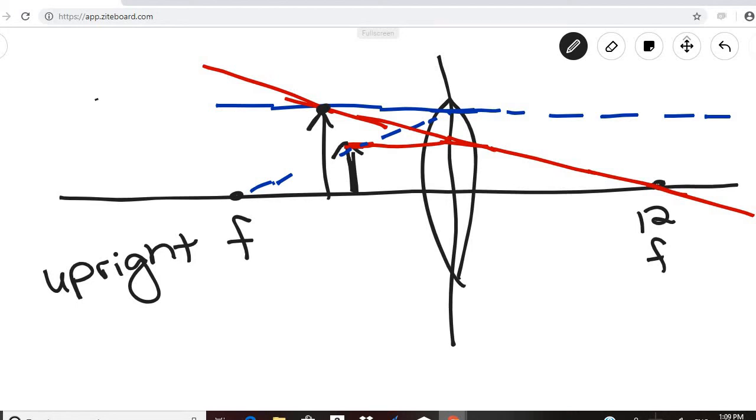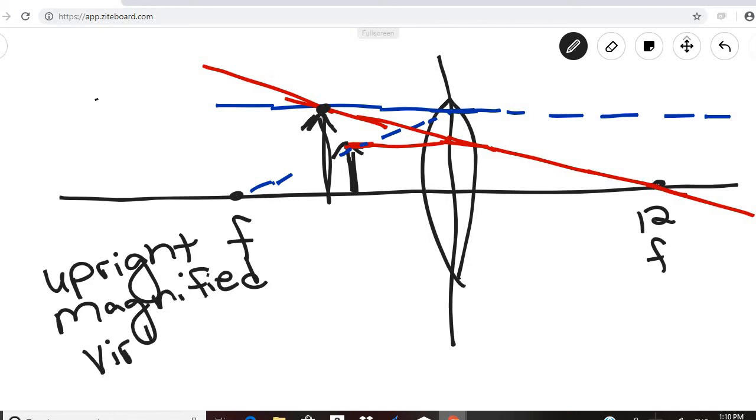Comparing the size, this one is bigger than that one, so it's magnified. And it is virtual because we had to extrapolate the lines to get it. Okay, so that is a converging lens.